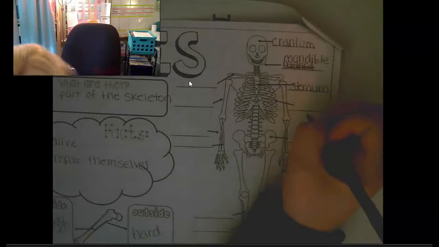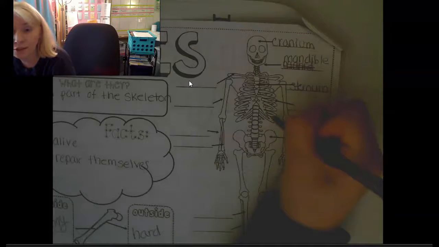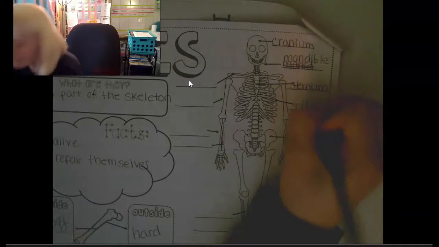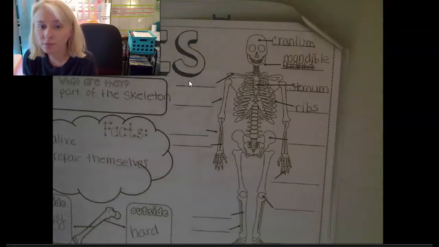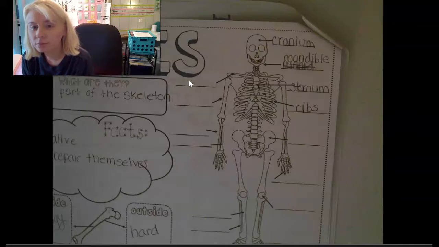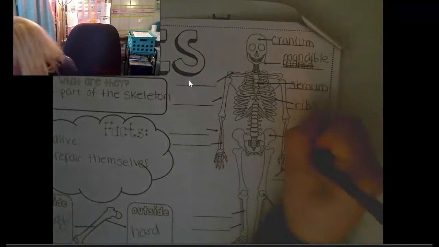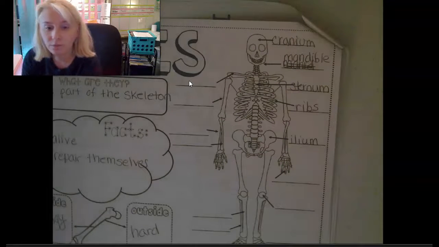All right. The next one is pointing to these bones here. These are ribs. Ribs are protecting our lungs. Next, we have the ilium, the pelvic bone.